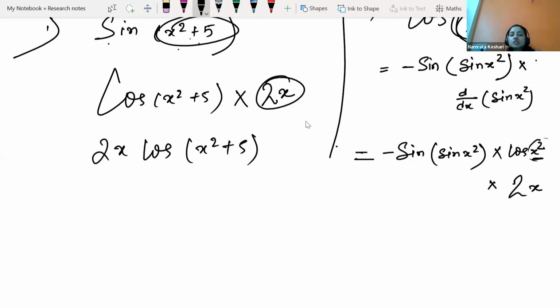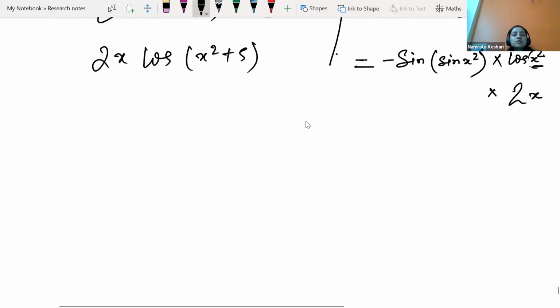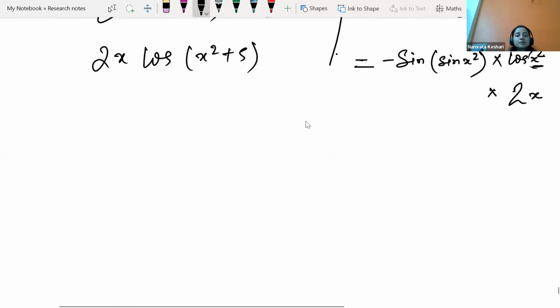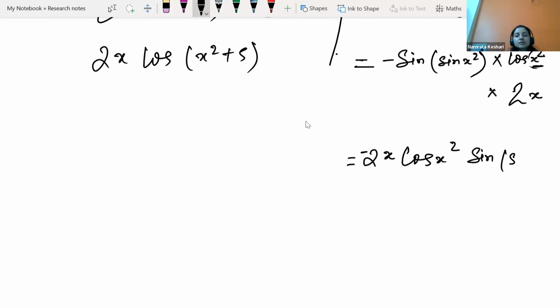Like a chain, we are doing it. There are only three functions over here, but it can be more. Getting it? Yes. 2x cos x squared, minus sine of sine x squared.